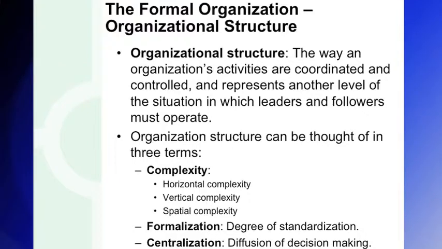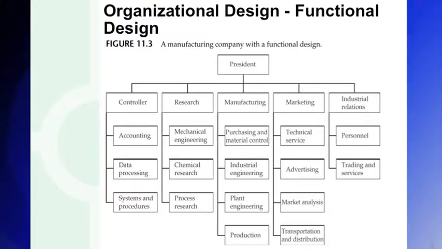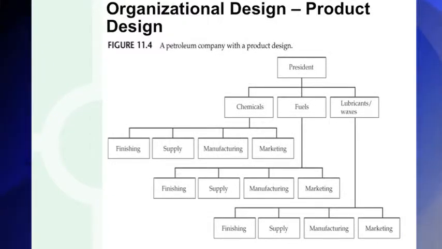It's been said that the structure of an organization always follows strategy. So depending on the strategy, the organization will structure itself for optimal impact and effectiveness in dealing with the external situation: the customers, markets, new products, how those are distributed, and how they maintain the innovativeness and so forth. So the formal organization structure is hugely important, so I would encourage you as you get into this chapter to get acquainted with the different kinds of organization structure and how they can be complex, both in terms of horizontal, vertical, and spatial complexity. You'll see there in figure 11.3, for example, a manufacturing company that has a functional design. You'll see in figure 11.4, a petroleum company with a product design. It's more product-oriented. It'd be like a large petroleum company.